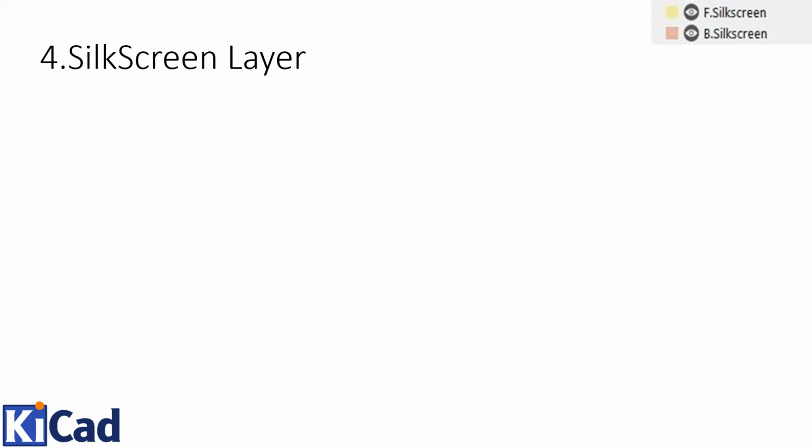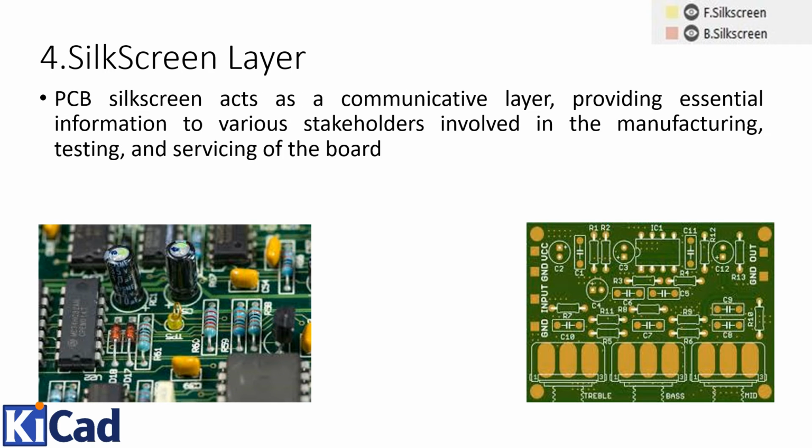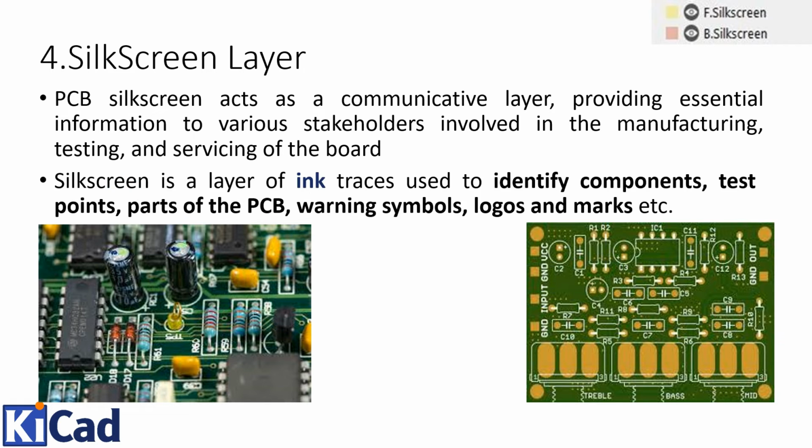So next is the silk screen layer. This layer is very important in the PCB design process. PCB silk screen acts as a communicative layer, providing essential information to various stakeholders involved in manufacturing, testing, and servicing of the board. Silk screen is a layer of ink traces used to identify components, test points, parts of the PCB, warning symbols, logos, and marks.